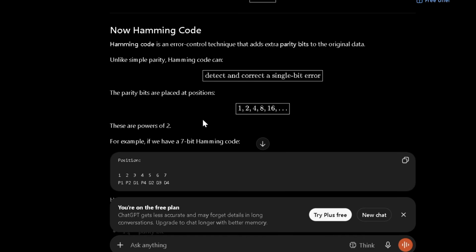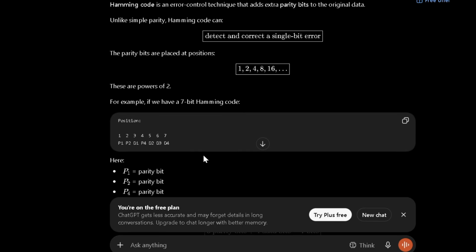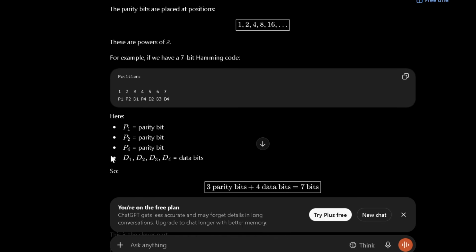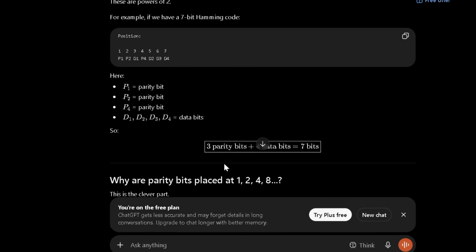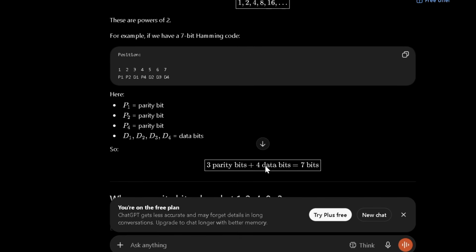For example, if we have a 7-bit Hamming code, positions 1, 2, 3, 4, 5, 6, 7. Here P1 is a parity bit, P2 is a parity bit, P4 is a parity bit. Here D1, D2, D3 are data bits. So 3 parity bits and 4 data bits make 7 bits. The parity bits are placed at positions 1, 2, 4.